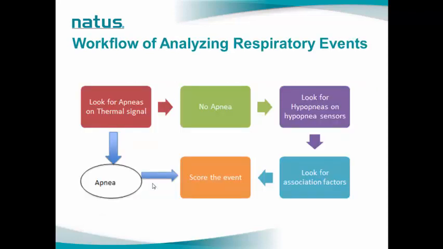This is the recommended workflow for analyzing respiratory events. First, we look for apneas on the thermal signal. If there is an apnea, then we score the event. If there is no apnea, then we look for hypopneas on the hypopnea sensors. Then we look for associations and we score the event.